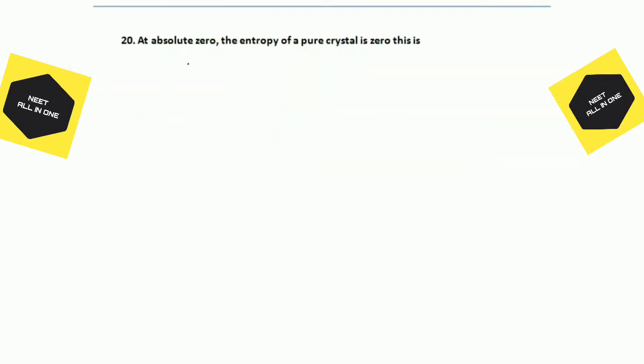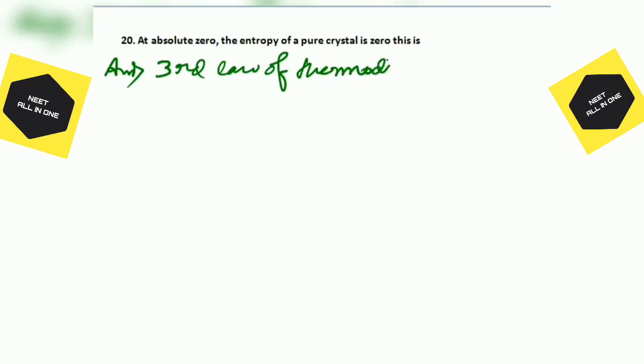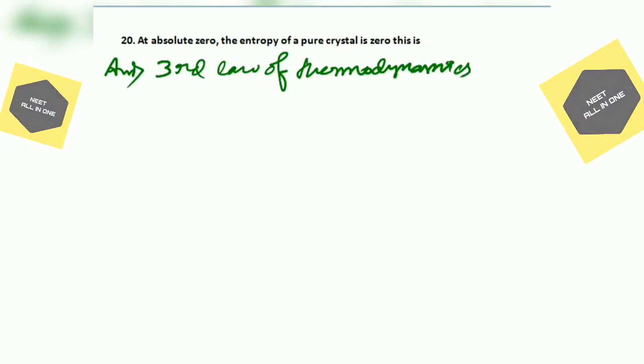So let's see question number 20. Here it's also an objective type of question: at absolute zero temperature the entropy of a pure crystal is 0. What is this statement called? It is not the first law of thermodynamics, and the second law of thermodynamics is called something else. So it is our third law of thermodynamics. So remember it very carefully. Okay, so here our questions are done.